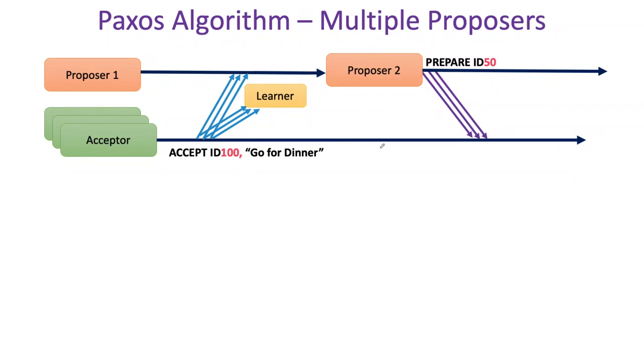So the first proposer's ID and value are accepted by every acceptor, and later a second proposer comes with a new proposal, the prepare ID with 50, and that will be broadcast in the network. Then the acceptors will receive this message from proposer 2. So what do you think, why is this prepare ID less than the accepted ID of the previous proposer? Why does it happen? Do you have any idea?